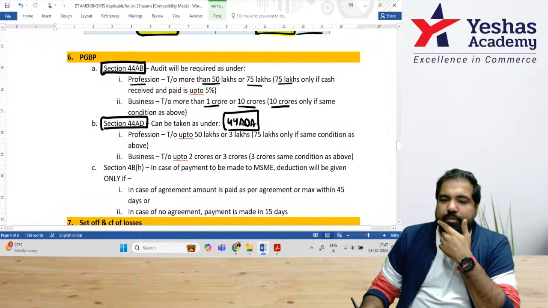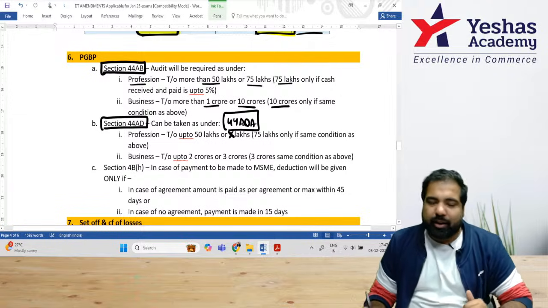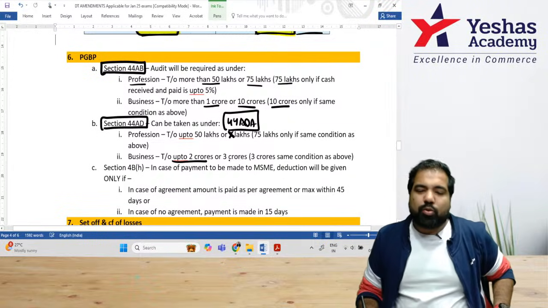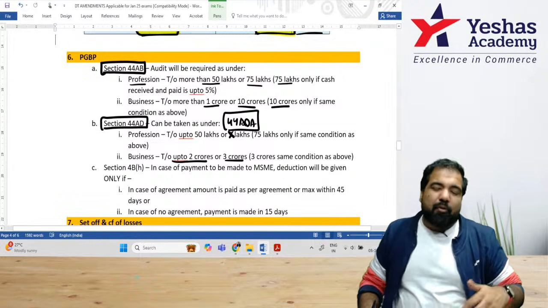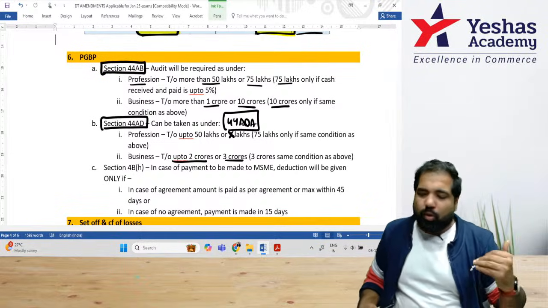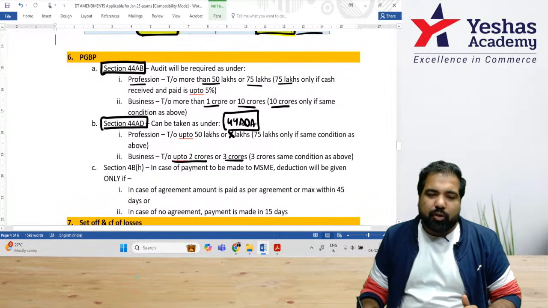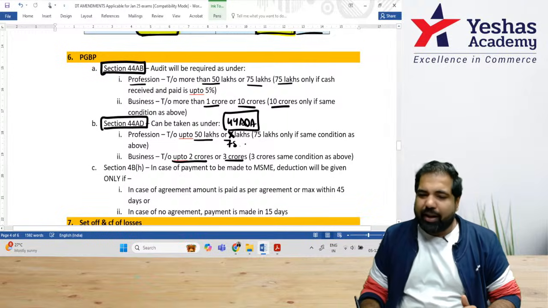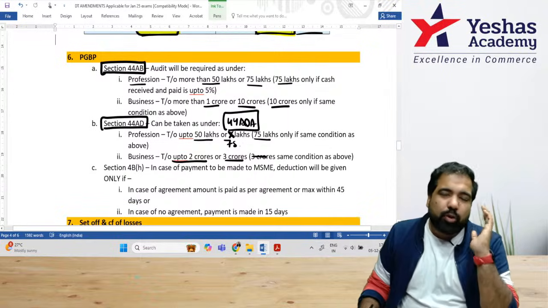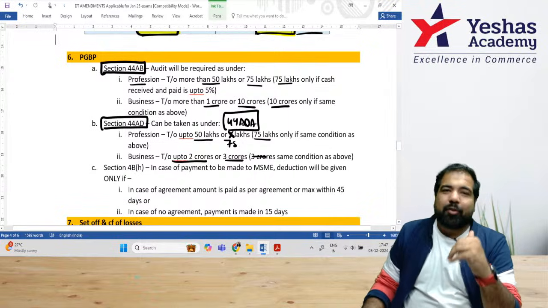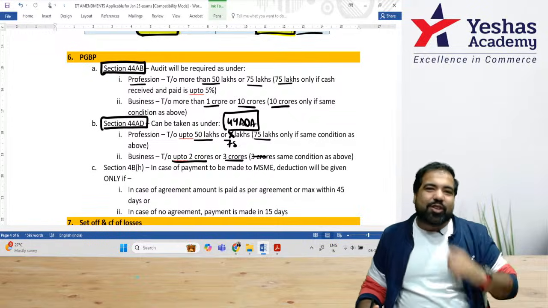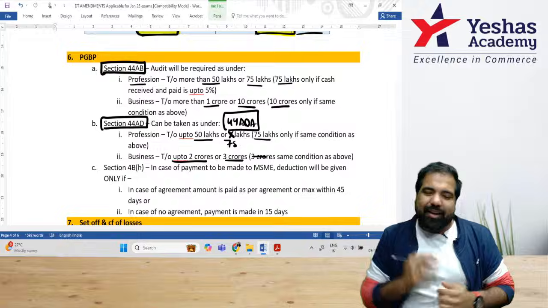In business, sorry, there's a mistake here. I'll correct it and upload it. In business, your turnover for presumptive taxation has to be up to 2 crores or 3 crores. That means if I'm a very big businessman, can I take presumptive taxation? No. Your turnover has to be up to 2 or 3 crores. And same for profession, up to 50 lakhs or 75 lakhs. But the higher limit, a small pro tip I'm giving you: any higher limit will be applicable only if your cash transactions are low. So understand the cash transactions have to be low so that you get a higher limit.